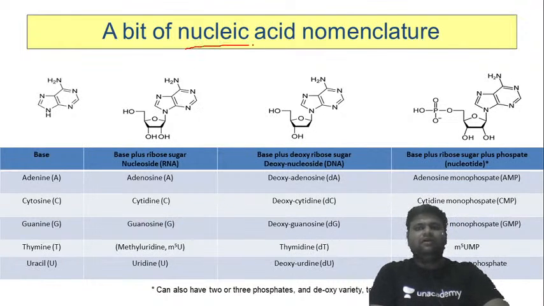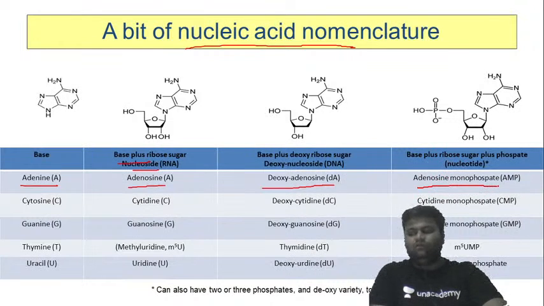Now this is a bit of nucleic acid nomenclature. When there is adenine, base plus ribose sugar nucleoside is known as adenosine. Base plus deoxyribose sugar is known as deoxynucleoside, that is deoxyadenosine in this case. And the ribose sugar plus the phosphate is known as adenosine monophosphate. This is cytosine. This is the same for guanine, the same for thymine, the same for uracil. So this is the nomenclature of the nucleic acids.